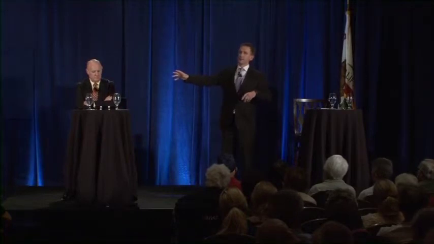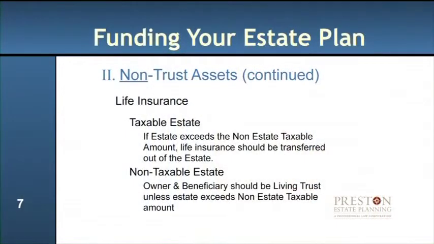So it's one of those unique assets that gives us the opportunity to pull things out, get it out of the estate. Then when you die, it's not there. It's not included in your taxable estate. Now, for the rest of us that don't get near that amount and we're comfortably below the exemption, we have a different recommendation. We recommend that the beneficiary and the owner should be your trust. Now, this surprises a lot of people, and there's two reasons we recommend this.